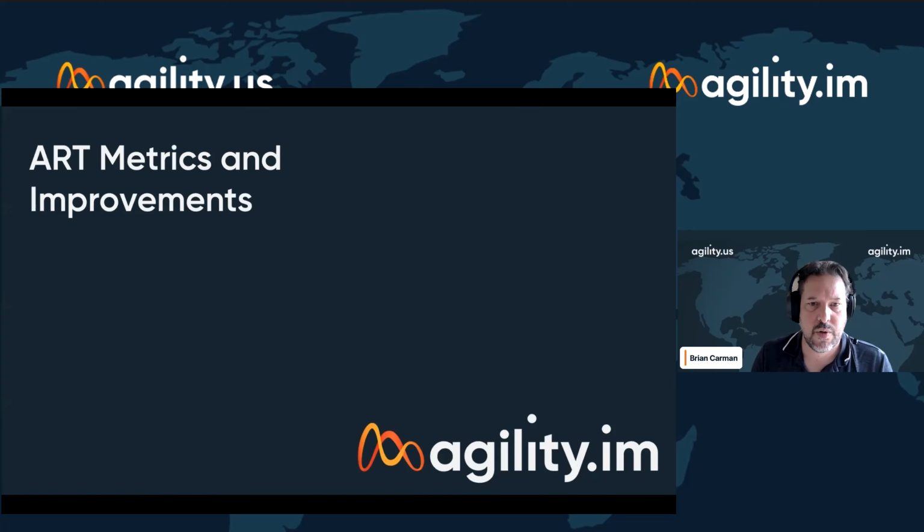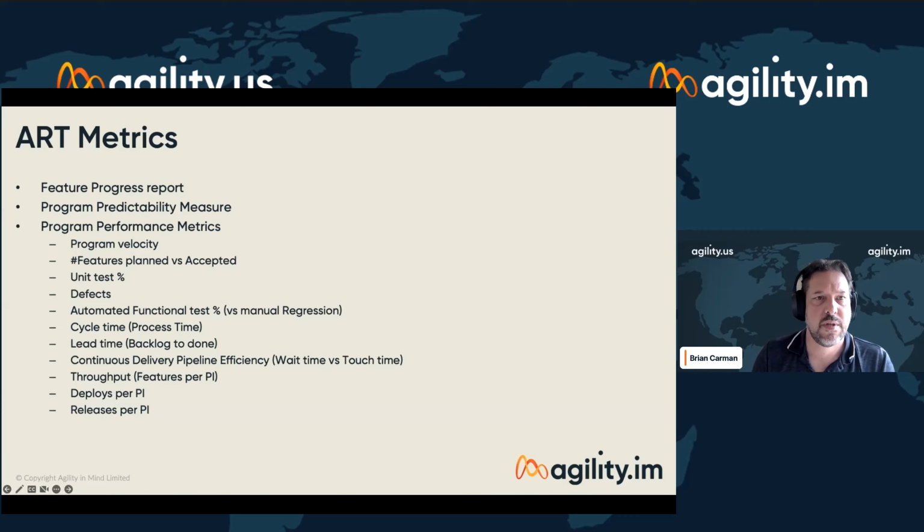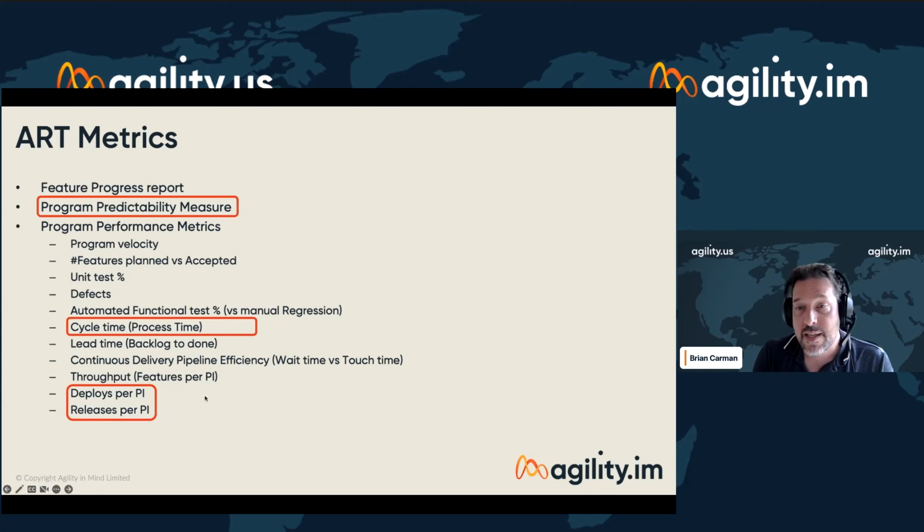So, ART metrics and improvements. If we look at the list of metrics that comes from Scaled Agile, they've got quite a few on there that you could do. And I'm just going to focus on some of these that I think are the most useful. The first one is the program predictability measure. Then we're going to talk about cycle time, and we'll talk about deploys and releases.